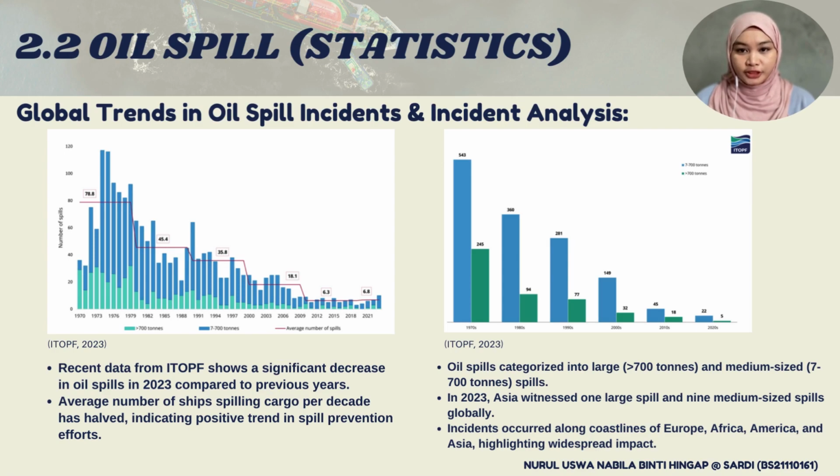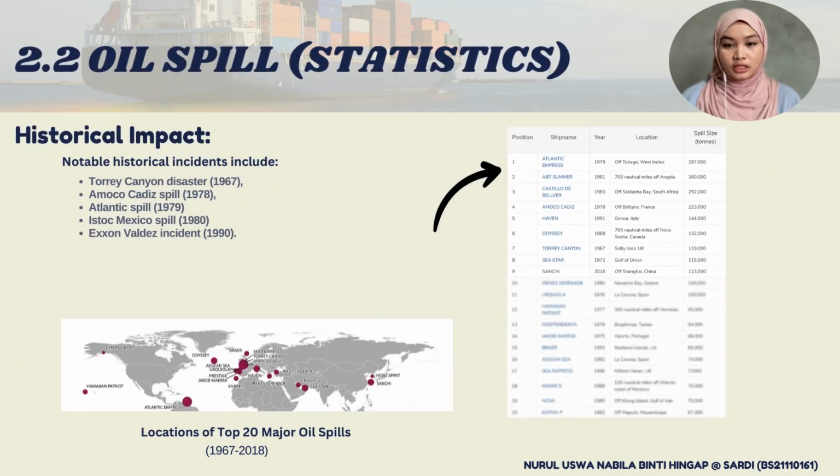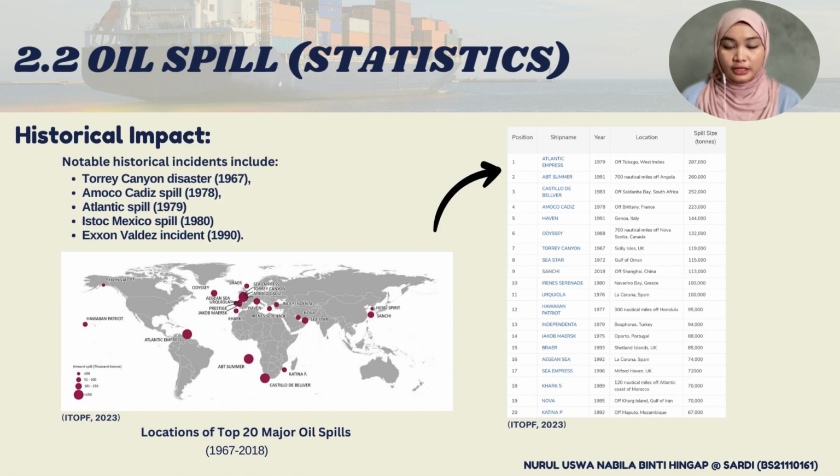The average number of ships spilling cargo per decade has halved, averaging 6.8 spills per annum by 2021, consistent with 21st century trends. Oil spills can be categorized as large size if they contain over 700 tons of oil, and medium size ranging from 7 to 700 tons. In 2023, Asia experienced one large spill of heavy fuel oil and 9 medium-sized spills, including very low sulfur fuel oil, crude oil, and also benzene. These incidents affected the coastlines in Europe with two incidents in Africa, one from America, and 4 incidents happened in Asia.